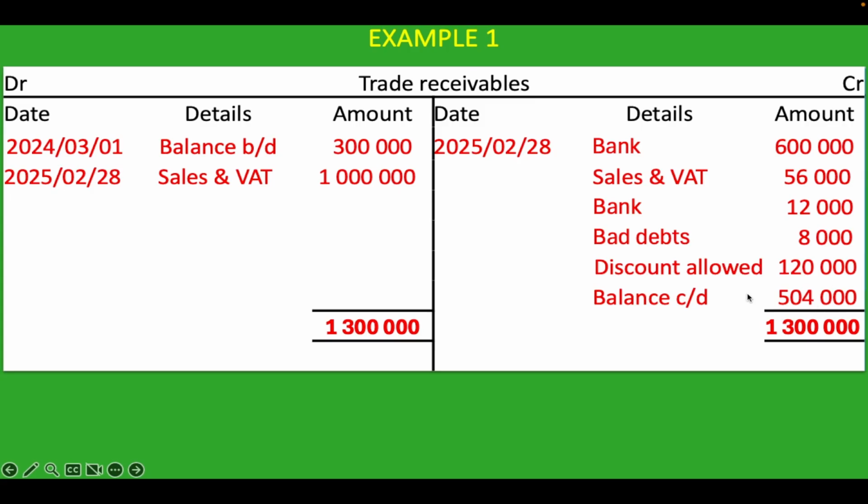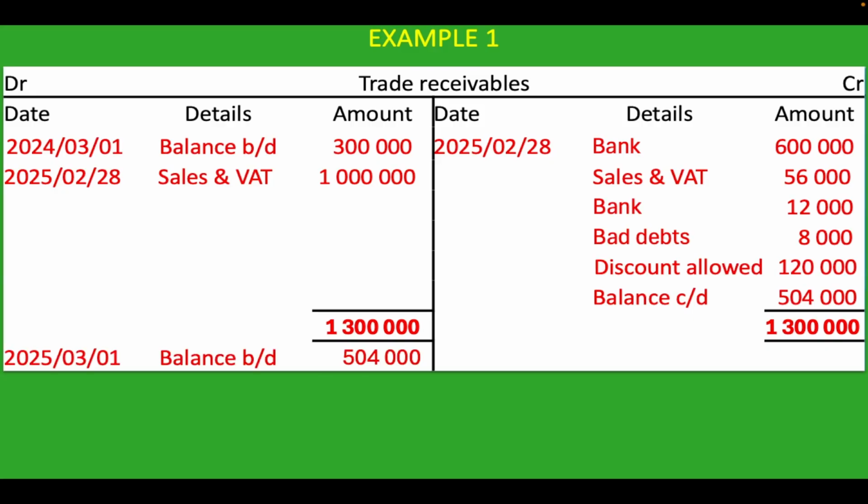504,000 rand. And so to close it off or to balance it off, we now need to come to the debit side, under the total, okay, since the bigger side is the debit side, we'll put balance brought down, which is going to be the starting amount for the next financial year, and we put the 504,000 rand. And the date here is going to be the 1st of March 2025, meaning that's how much we're going to start the next financial year with.